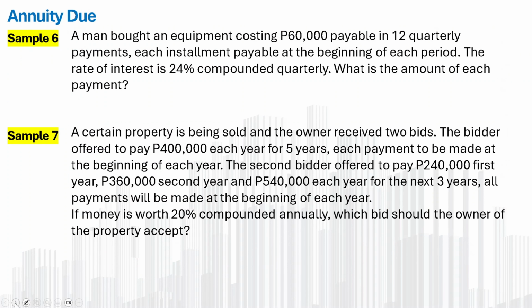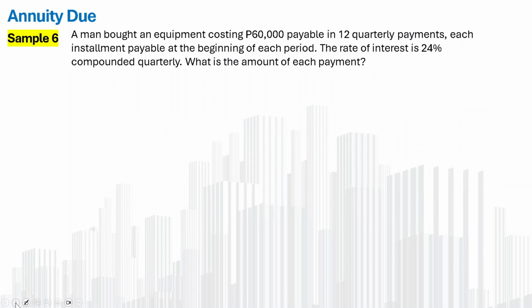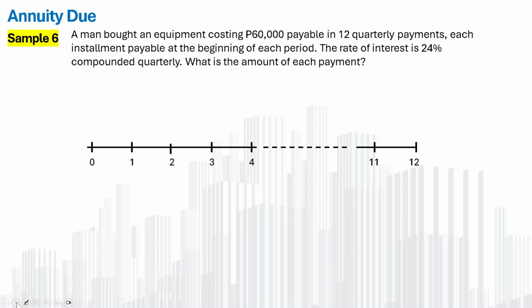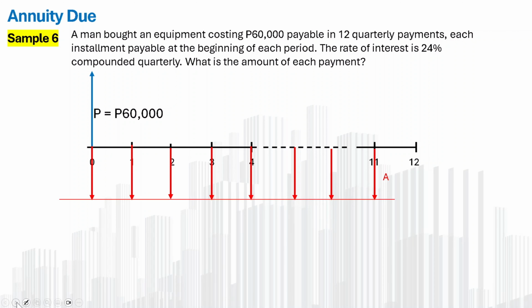Okay, let's try it. So here we have two sample problems. So a man bought an equipment costing 60,000 payable at 12 quarterly payments, each installment payable at the beginning of each period. The rate of interest is 24% compounded quarterly. What is the amount of each payment? So we draw yung cash flow natin muna. We know na meron tayong biniling 60,000 dito. And meron tayong 12 quarterly payments dito. What is the amount of each payment? Yun ang hinahanap natin. Okay?